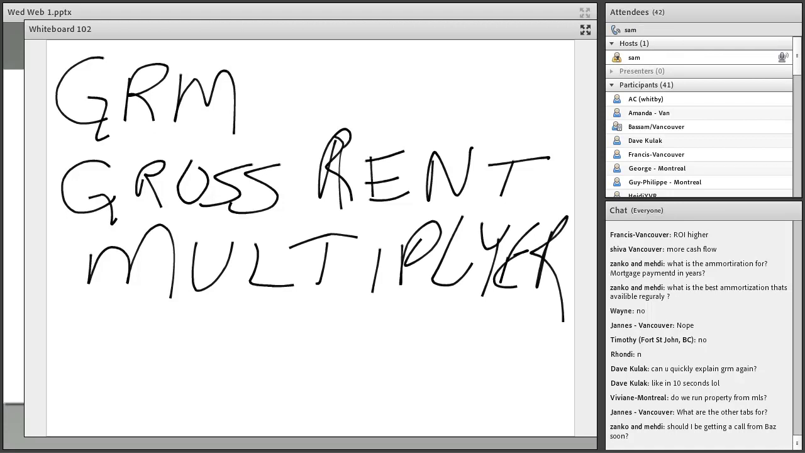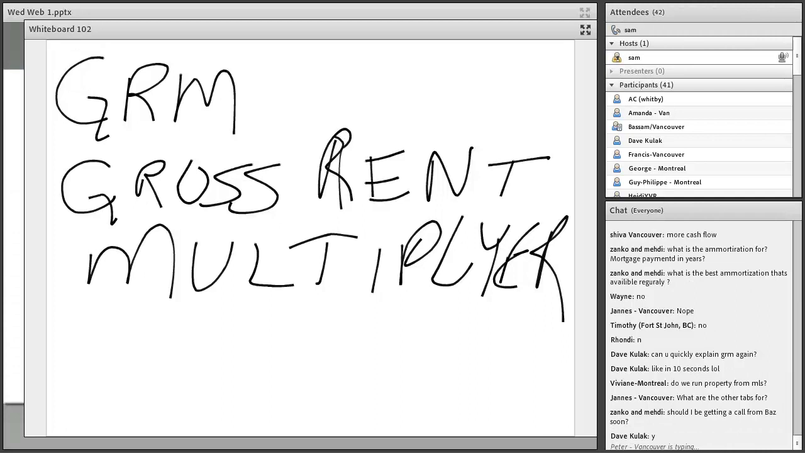Multiplier. Okay, there you go. Everybody got that? Gross rent multiplier. Okay? Alright.